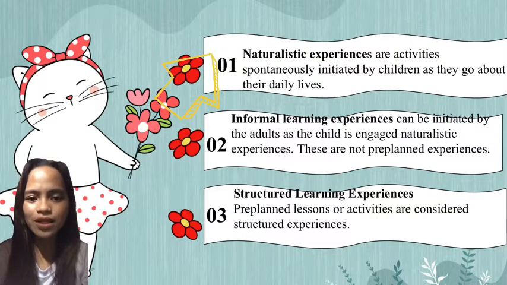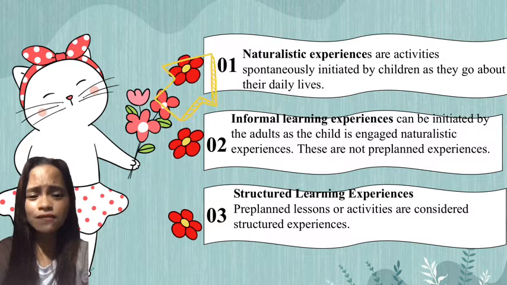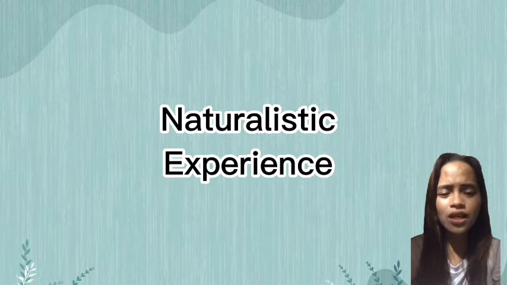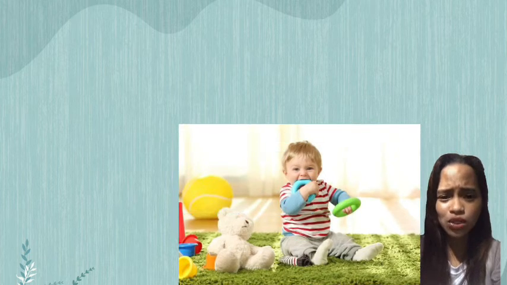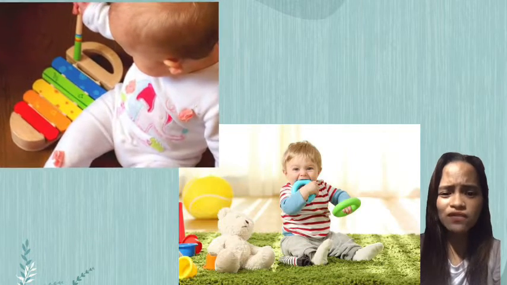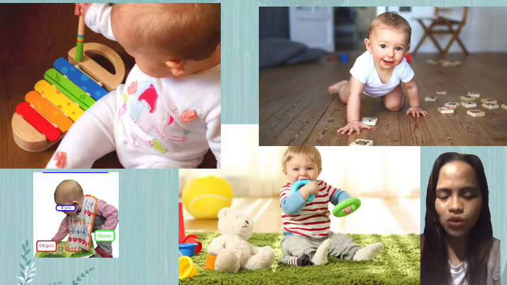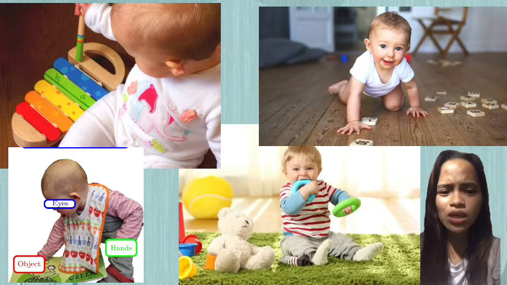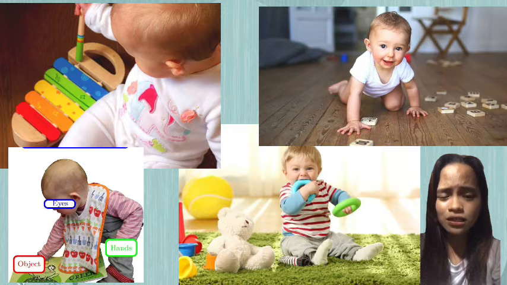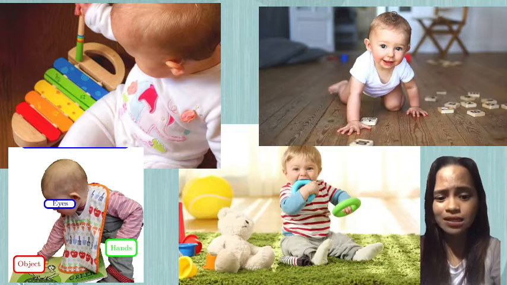First, a naturalistic experience is an activity spontaneously initiated by children as they go about their daily lives. In naturalistic experience, the learners interact directly with the materials in the environment. Even without the intervention of an adult, a child can discover new ideas on his own. Intervention may only take place if there is an obvious need for help. Overall, in naturalistic experience, the child controls his or her own activity.